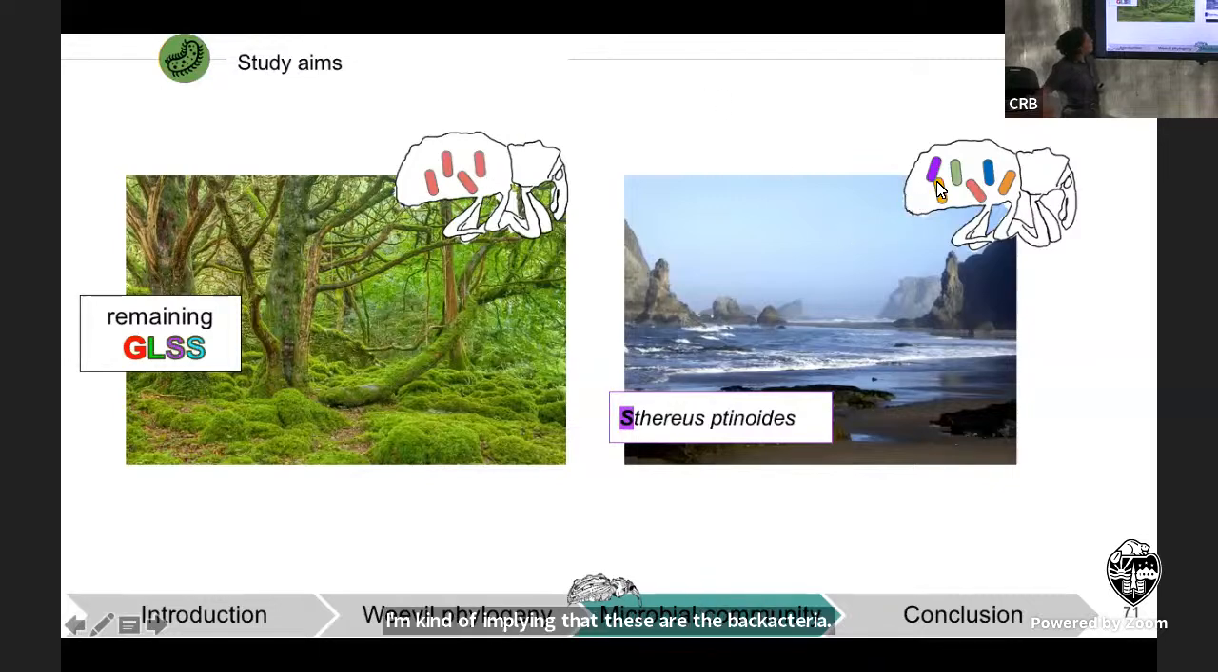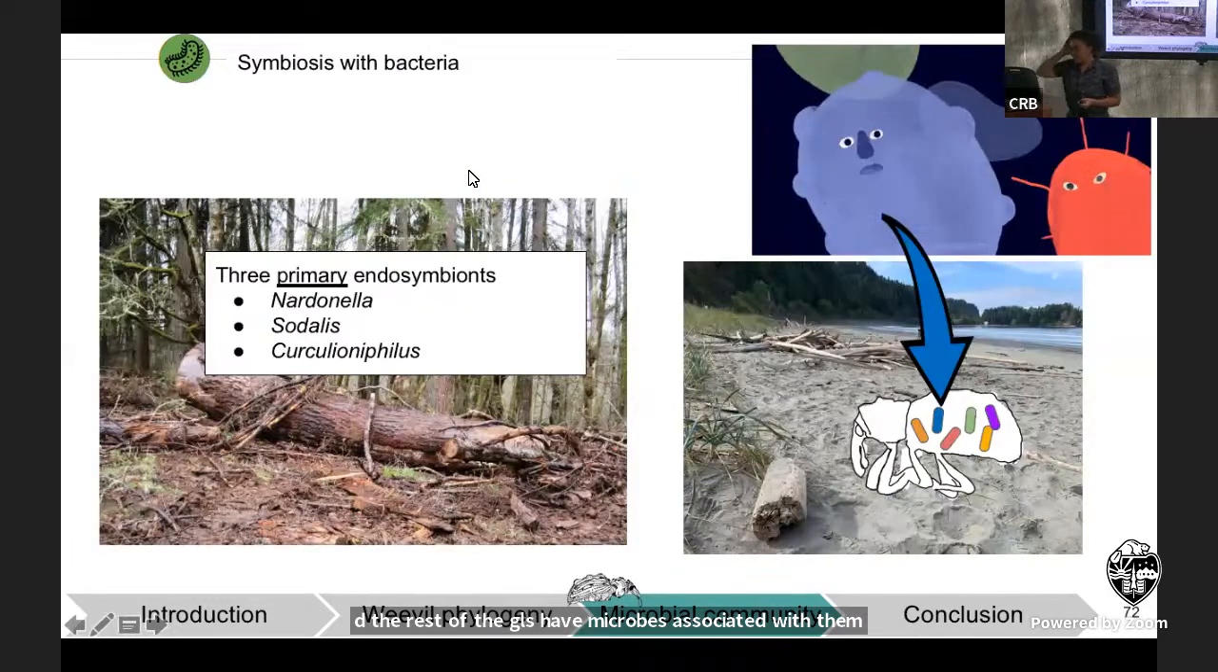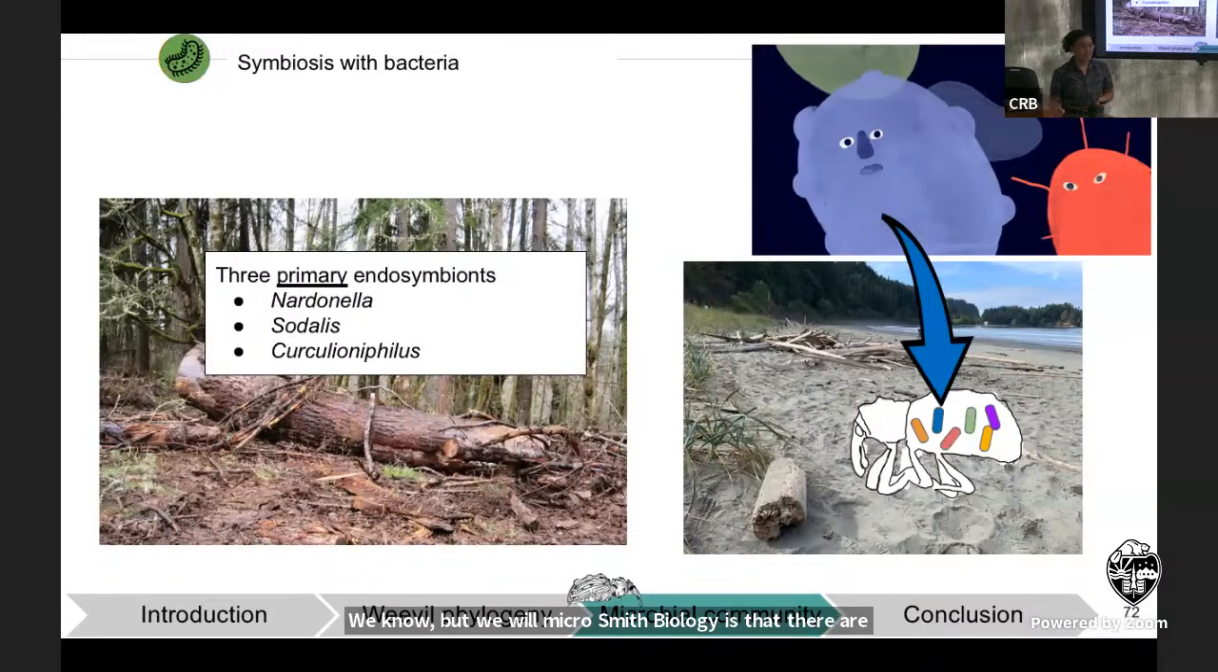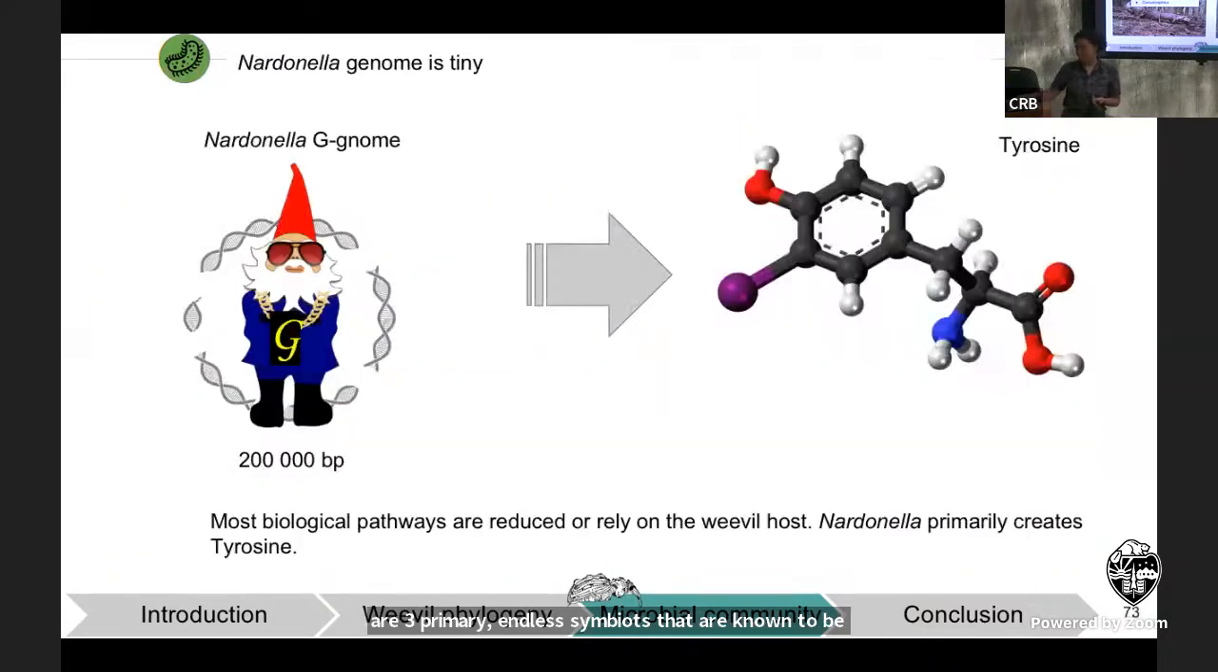So here's Stereostenoide with all its different microbes. It's got a huge, nice, vast, varied microbial community, and the rest of the GLS have microbes associated with them, but maybe they're all the same or similar microbes. Great. Other things we know about weevil microbiology is that there are 3 primary endosymbionts known to weevils: Nardinella, Crepulionophilus, and Sodalis. Let me tell you about them.